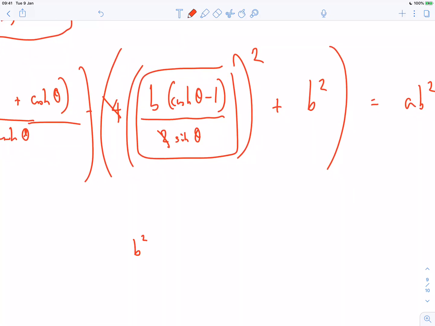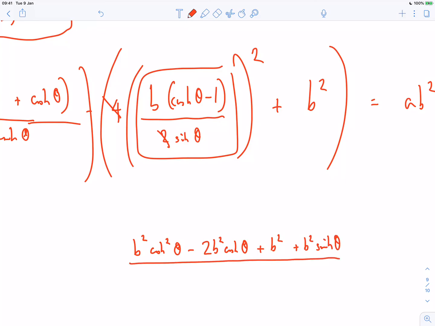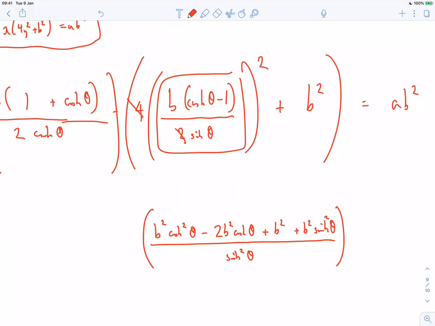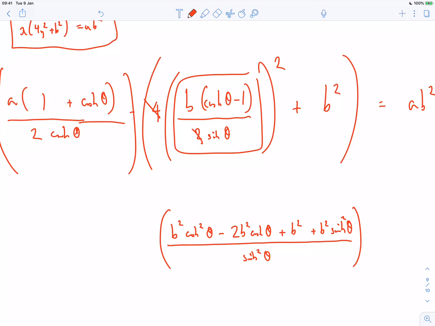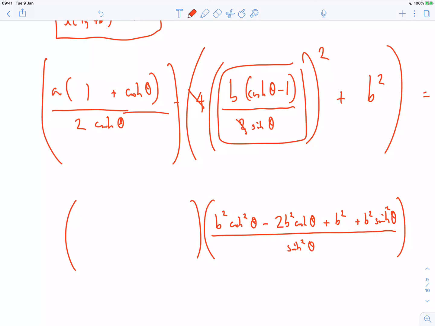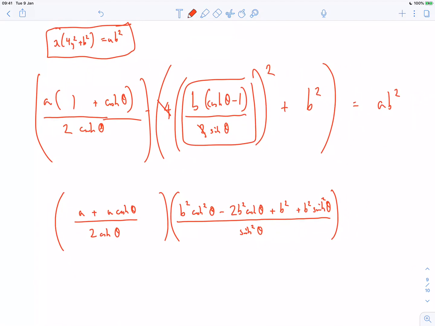On the top, I'm going to have b squared lots of cos squared theta minus 2b squared cos theta plus b squared. And then I'm also going to add a b squared sine of theta, so that this can all be over a common denominator, sine squared theta. Let's see. Cos squared minus 2 cos theta plus 1. Yep. Cool. And now this will be an a plus a cos theta, all over 2 cos theta. Oh man, this is not cool.